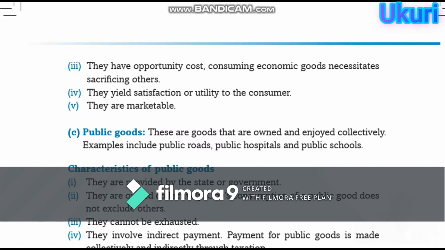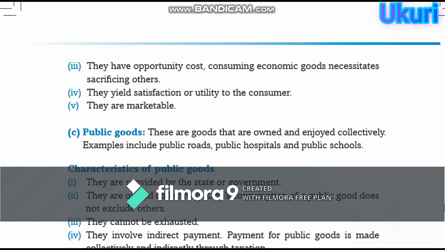They have opportunity cost. What is the opportunity cost? Opportunity cost relates to the fundamental economic problems of economics. We shall see scarcity, choice, and opportunity cost. Opportunity cost, what is it? What is the opportunity cost?